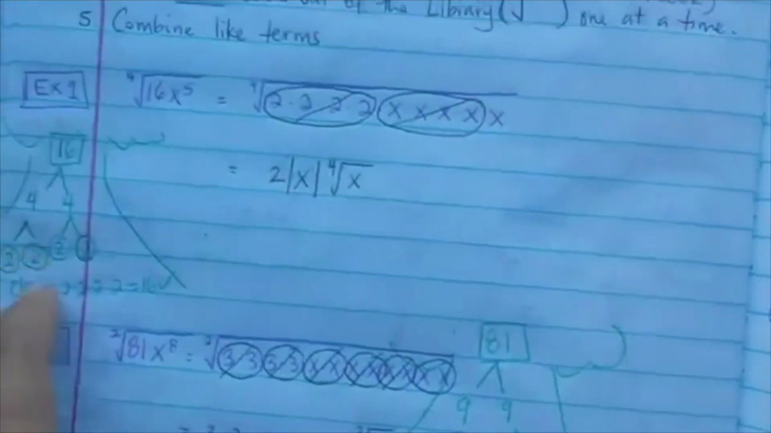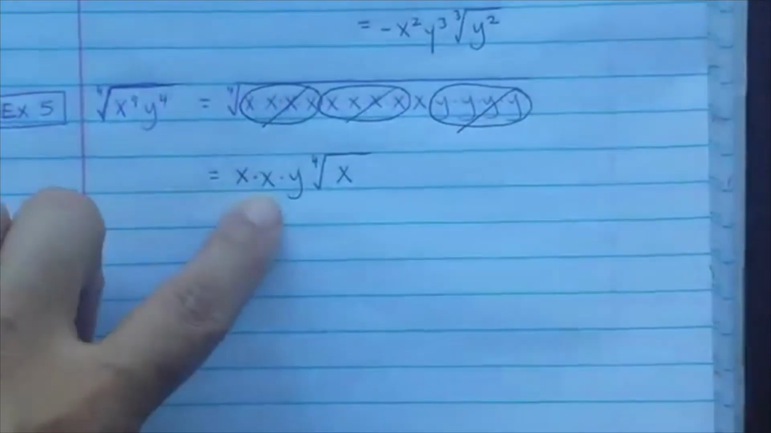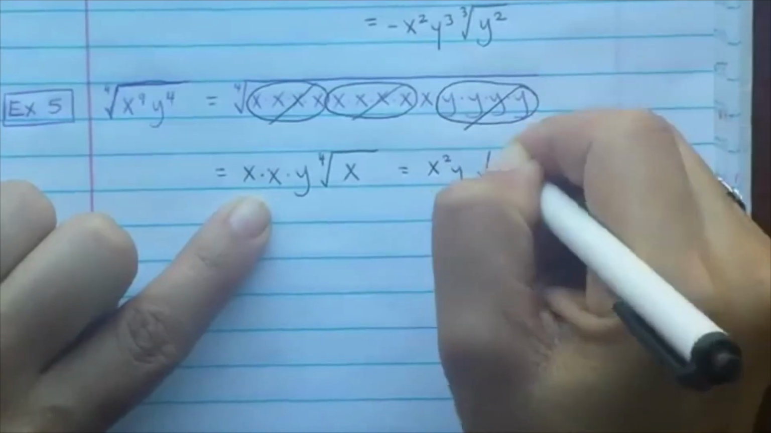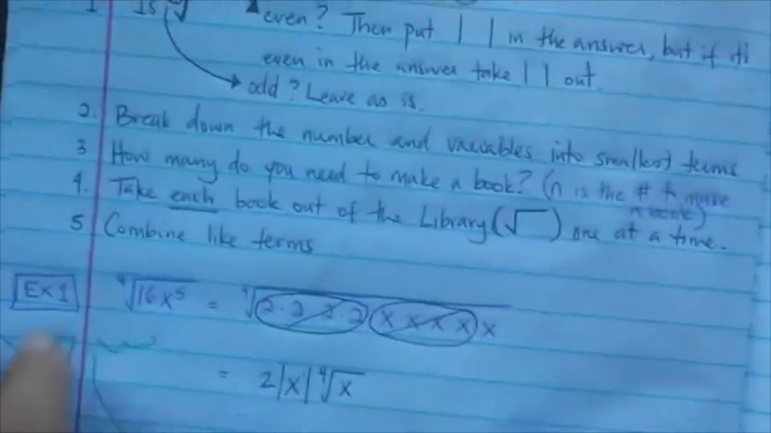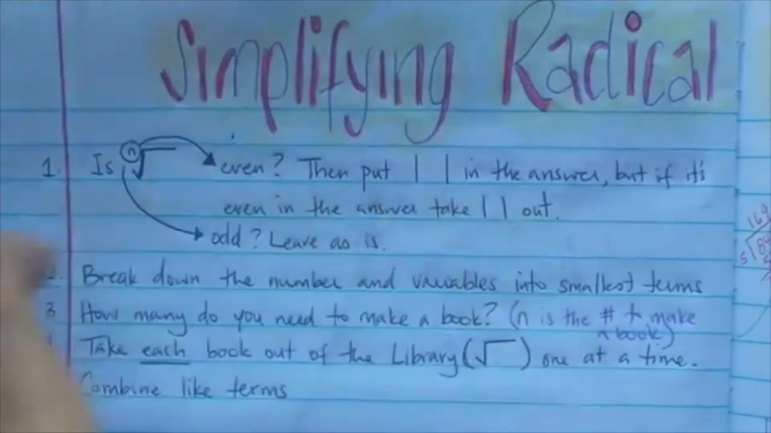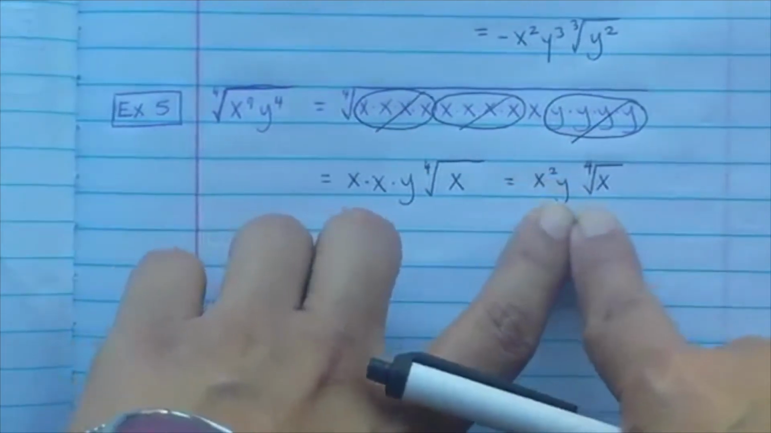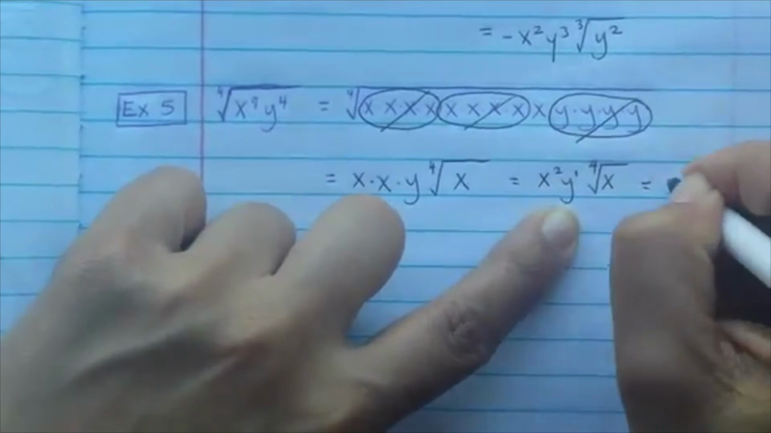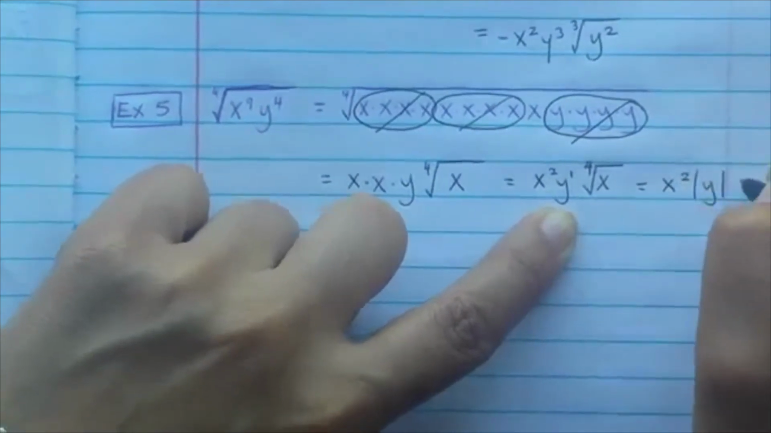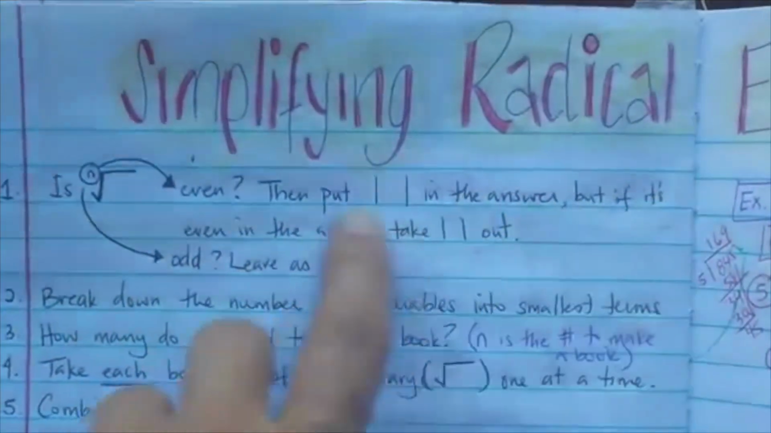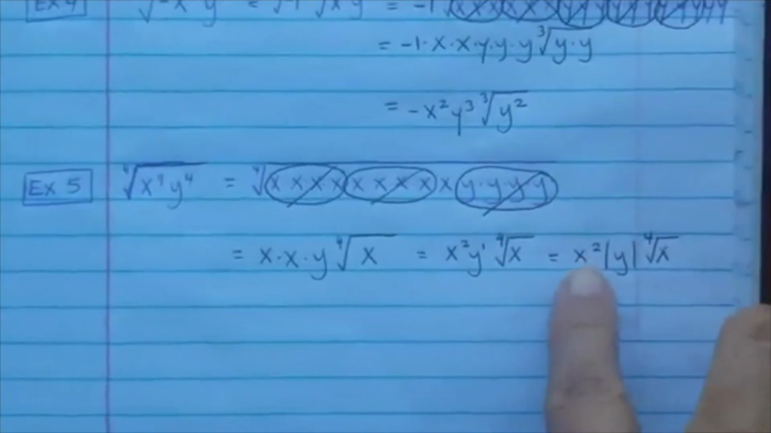Alright, then combine like terms. So outside we're going to have x squared, because x times x is x squared, y, and then the 4th root of x. Now remember, it was even, so we need to have absolute value unless it's even outside. So x squared is even, so no absolute value there. But y isn't. Y is to the power of 1, which is odd. So we need absolute value with the y, and then everything else is the same. So x squared, absolute value of y, and the 4th root of x.